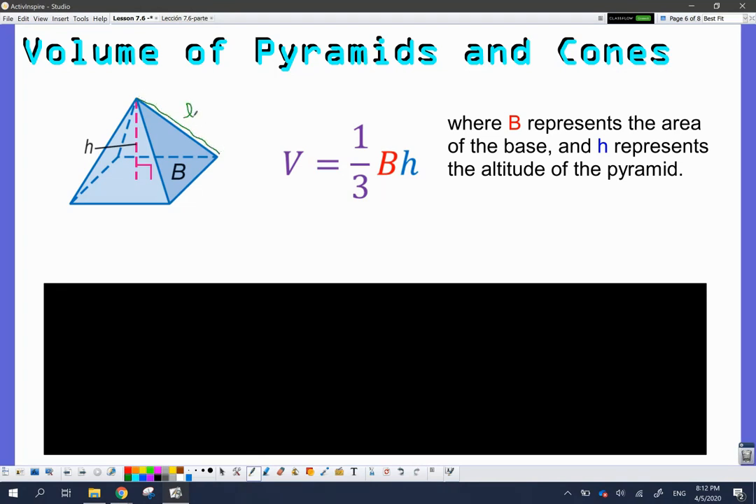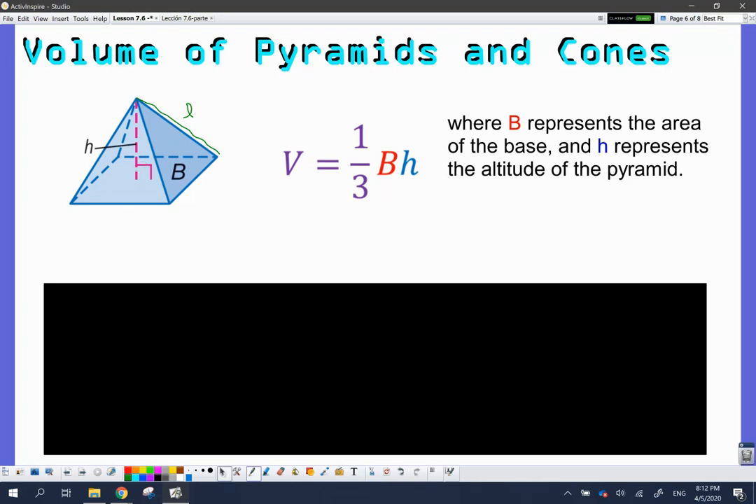This is not the height. This is called the slant height of the pyramid, and it also applies to cones. You will never use this for volume. If you have this given, you need to ignore it because we're not using this for volume. This is actually used for surface area, which we're not going to talk about now. But what you're looking for is the height, the altitude from the apex to the base, and is perpendicular to the plane of the base.